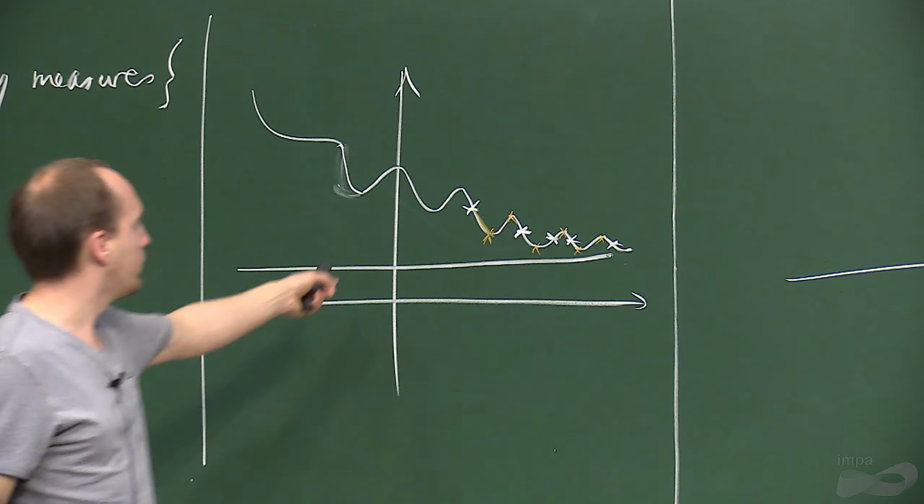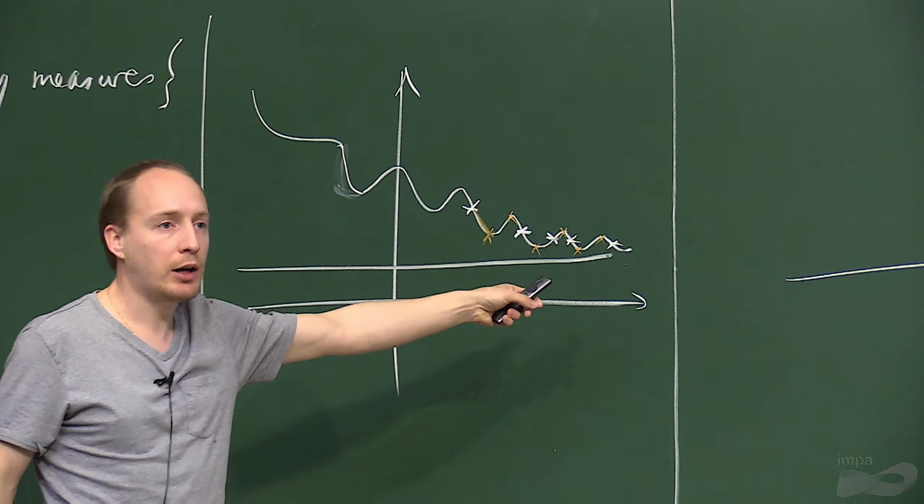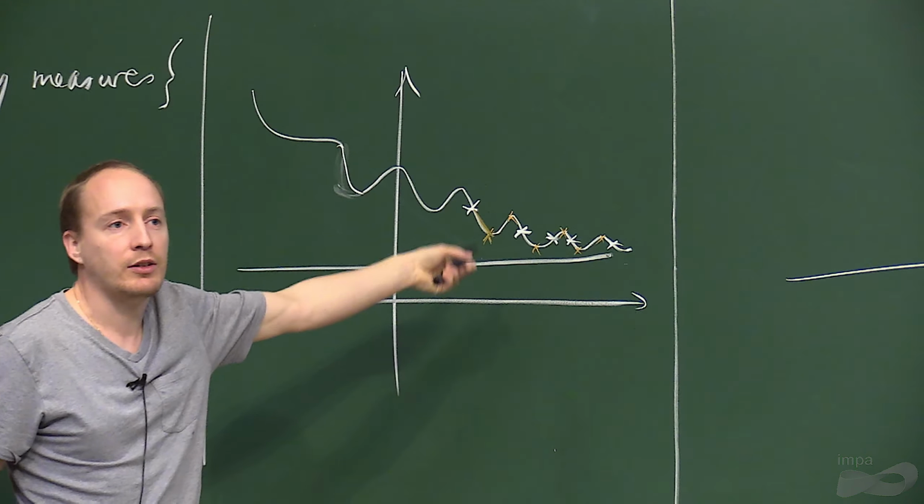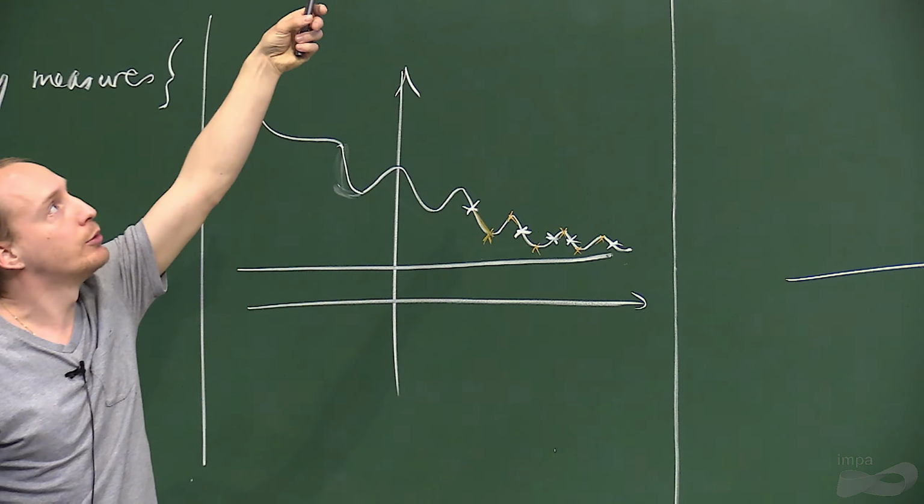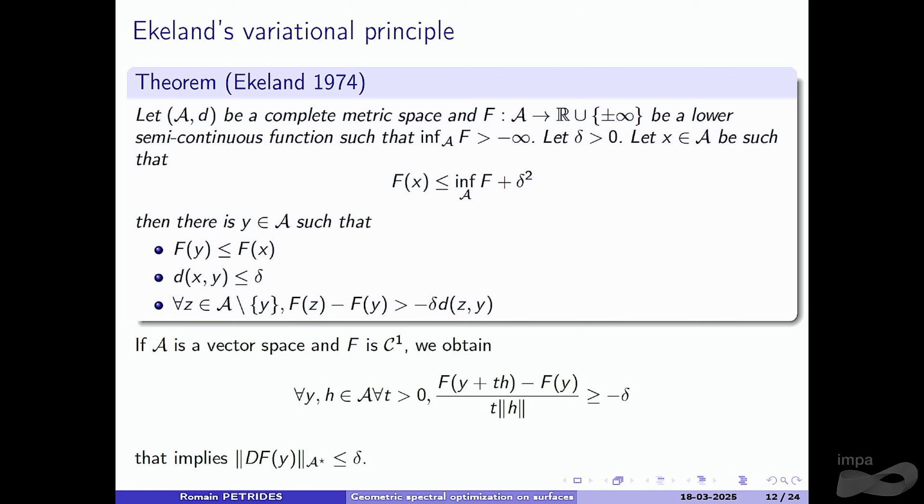So in this example, you can see that the function is C1, so it's very easy to construct it elementarily, but this gives you a theorem for any lower semi-continuous function, so it does not have to be C1, and for any complete space. So it's very strong.